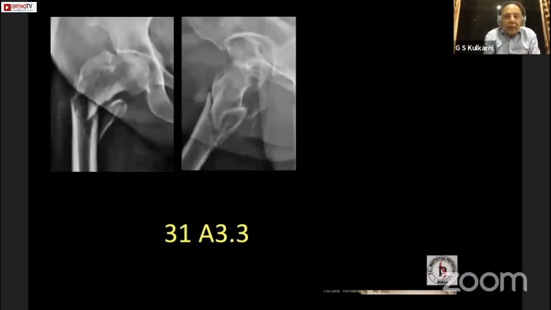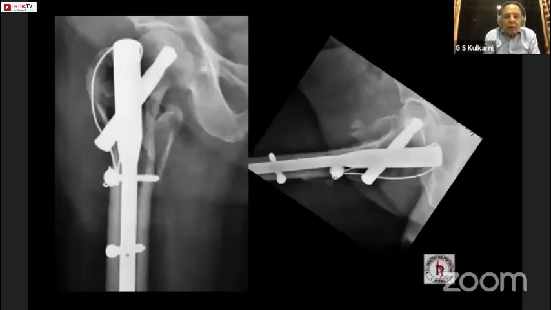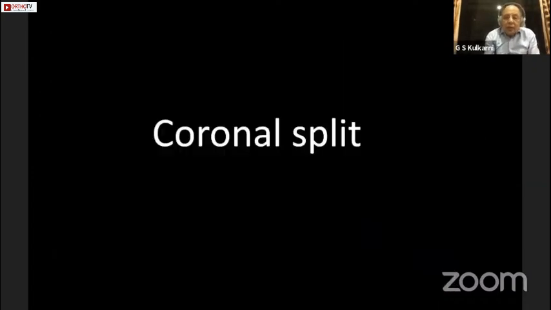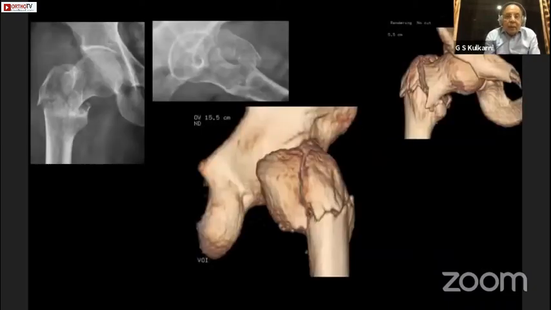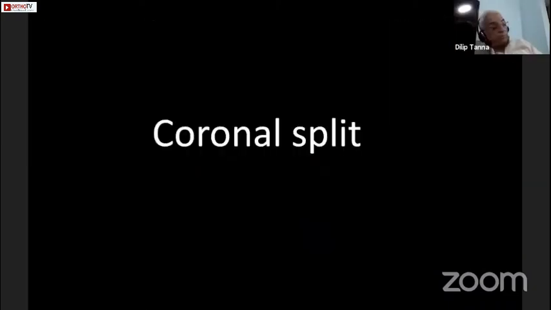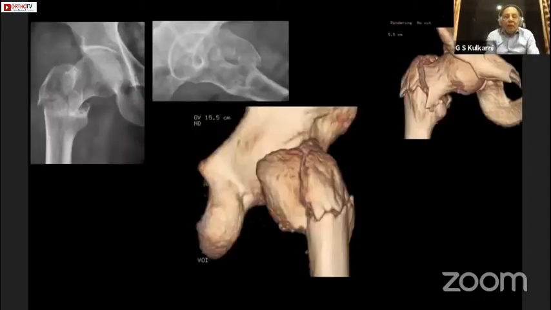Now this is another example. I shall go fast. Now the coronal split... Sorry, if I can request you, you have got to show the end result, because you are showing day one X-rays, which is not going to be useful to us. No, some of them are recently done. Pardon me to interrupt you. Okay, okay. I'll show you some of the cases which I have final results.